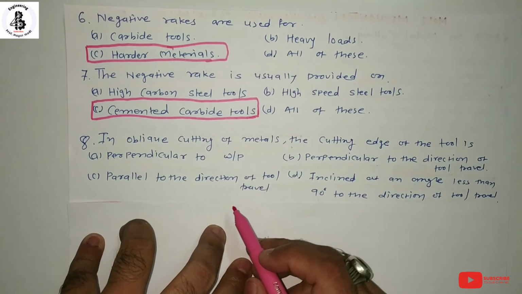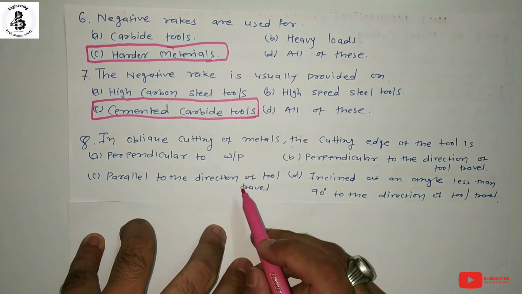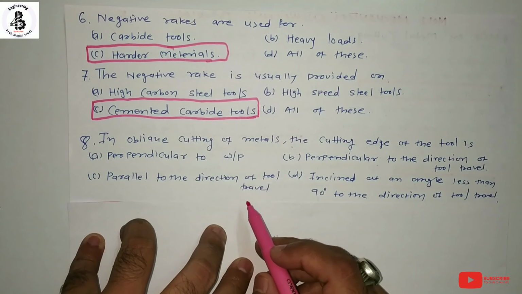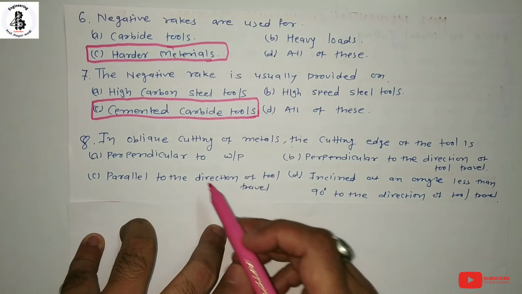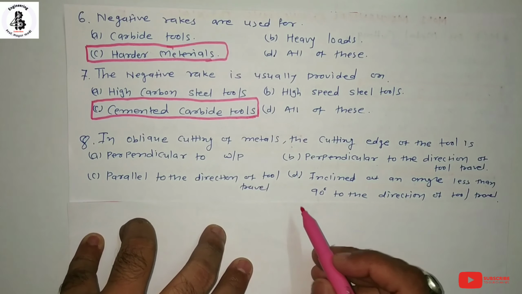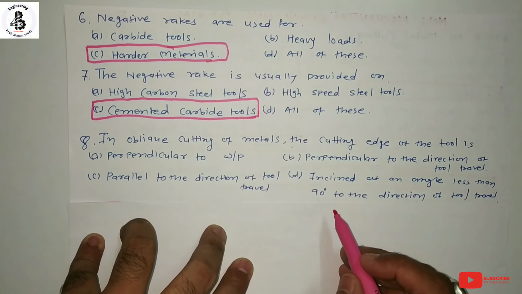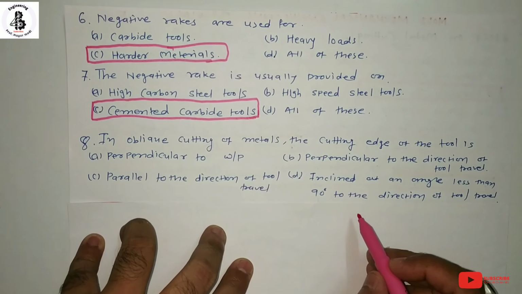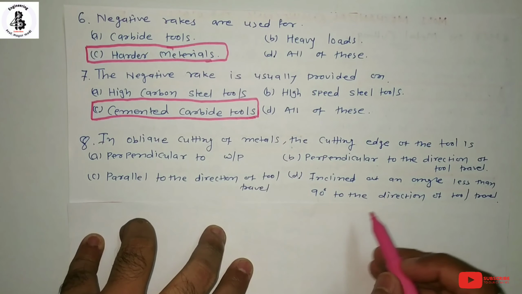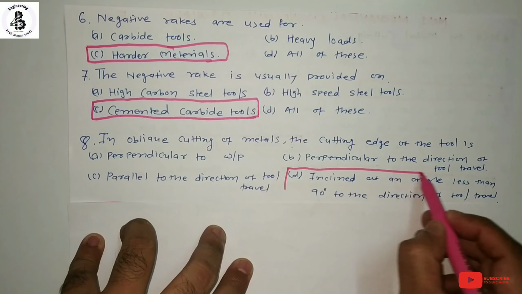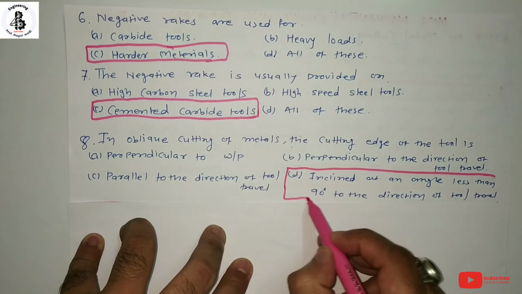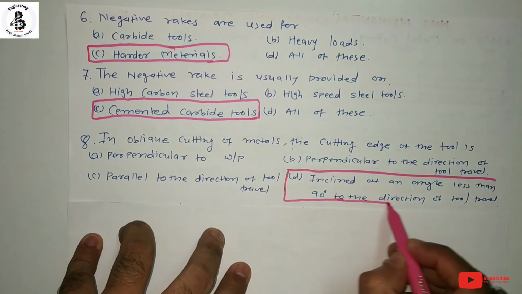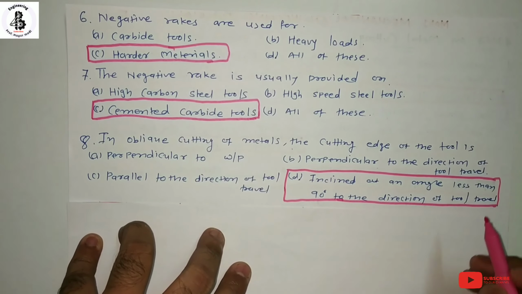For a detailed study of the difference between oblique cutting and orthogonal cutting, you should find the link in my description. Basically in the case of oblique cutting, there will be an inclination angle. So inclined at an angle which is less than 90 degrees to the direction of the tool travel. So option D is preferred.